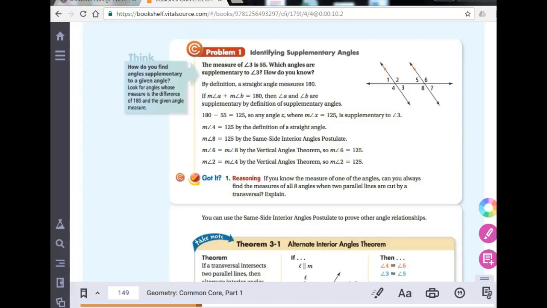This is a good, simple, easy problem that as long as you know your rules, the problem will be just fine.